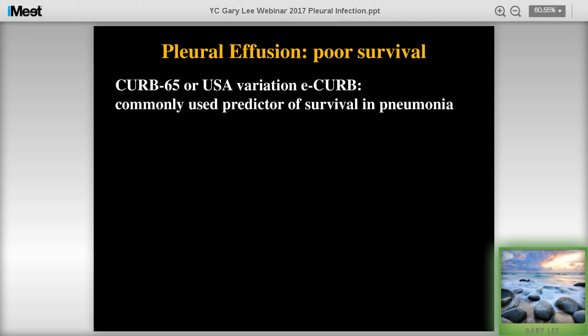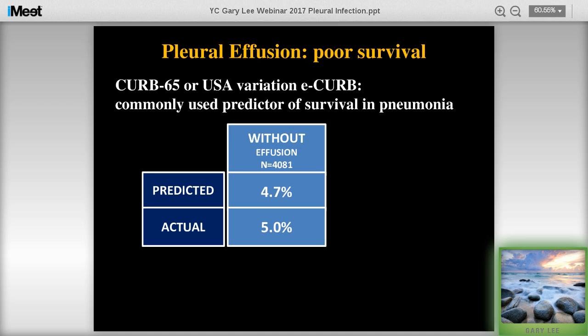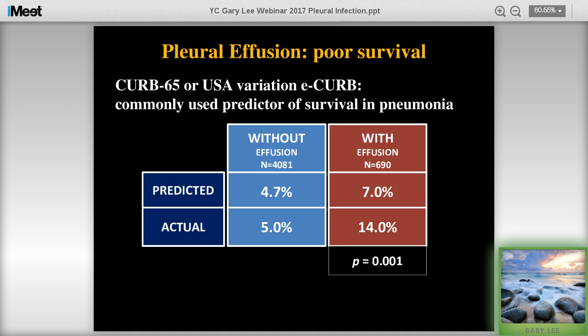I think you might be familiar with CURB-65, which is used very commonly outside America, and some American groups use age as a continuous variable rather than a 65 above or below cutoff. And this is a very well validated predictor of survival in pneumonia cohorts. But when we applied this curve to the 4,700 patients, in those 4,000 patients who have pneumonia but no pleural effusion at the start, then the predicted mortality by the curve was 4.7%. The actual mortality was 5%, which is very, very accurate.